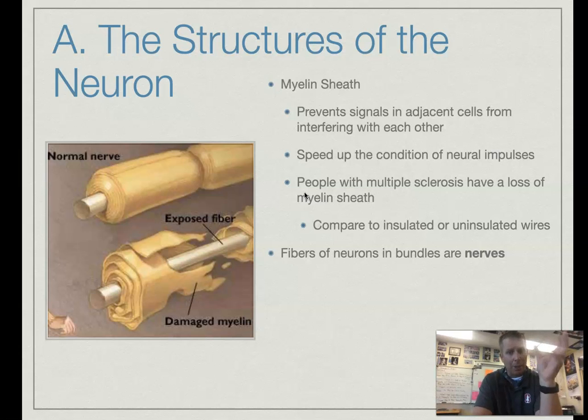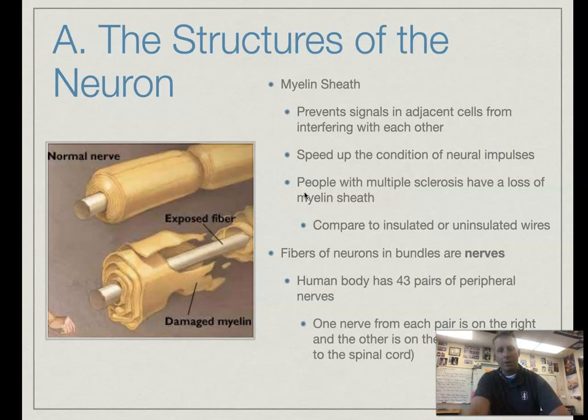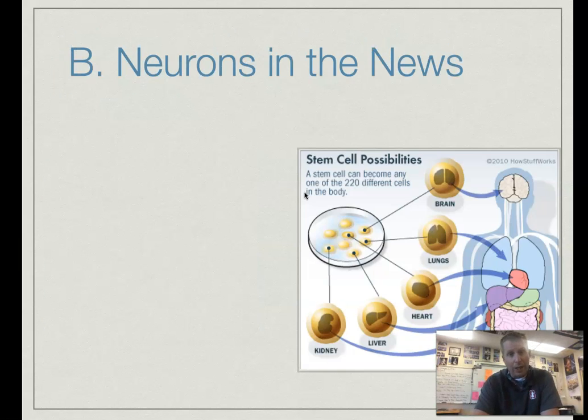The fibers of neurons are bundles. If you have a fiber of them, they're called nerves. The human body has 43 pairs of peripheral nerves. One nerve for each pair is on the right, and then one is on the left, and then they all connect to the spinal cord. Yay, harmony. You also have 12 pairs of cranial nerves that connect directly to the brain.